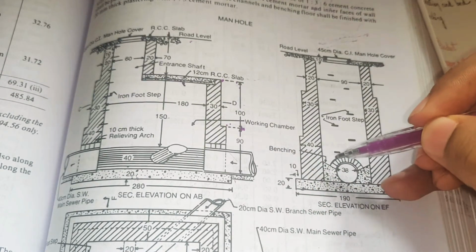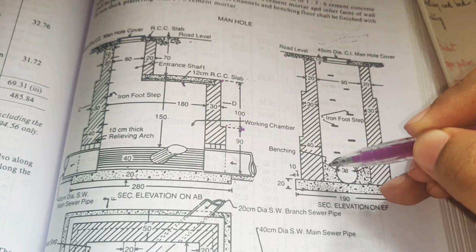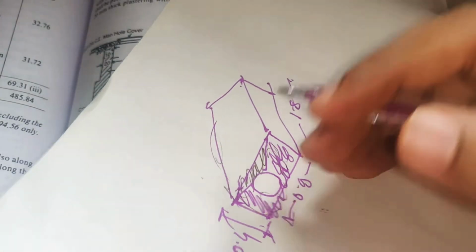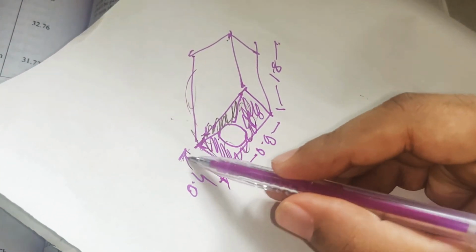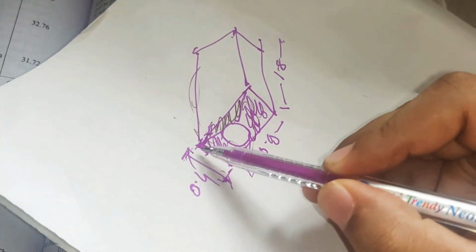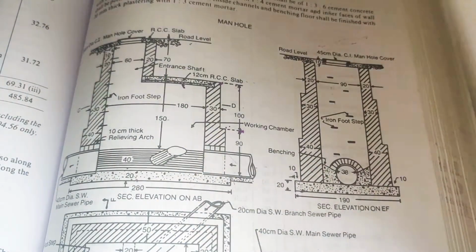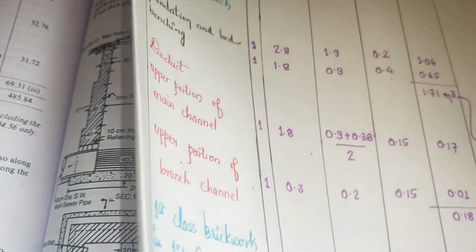So we have assumed that 0.4, right? So total quantity calculated was what? 0.4, which was this part. Total quantity calculated was 0.4. Now we have taken that depth of deduction as average, which is 0.15. So that is the depth of deduction that we are going to carry out.